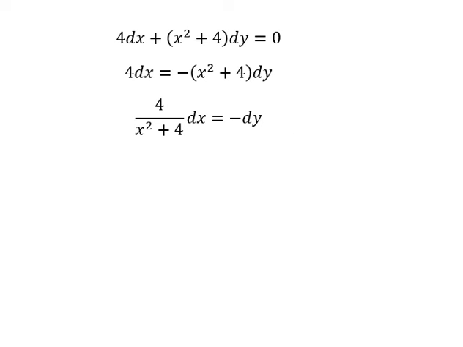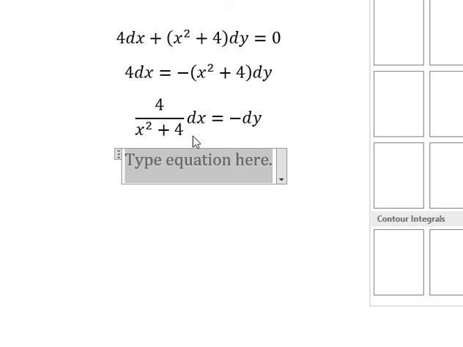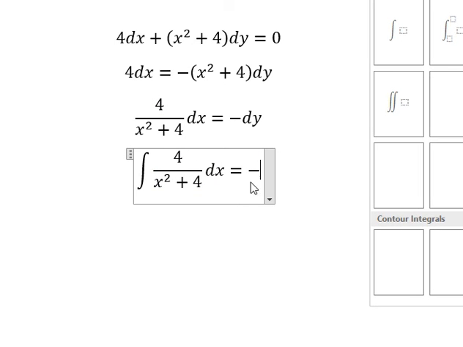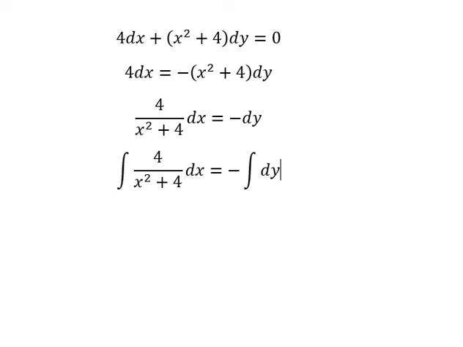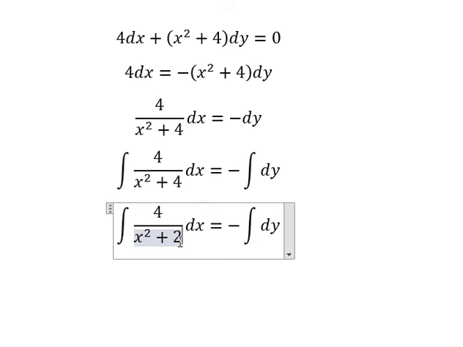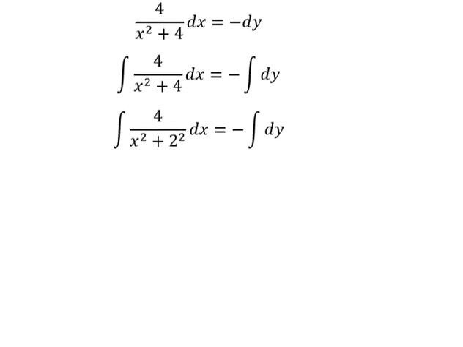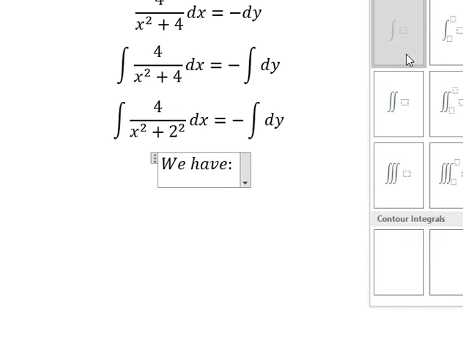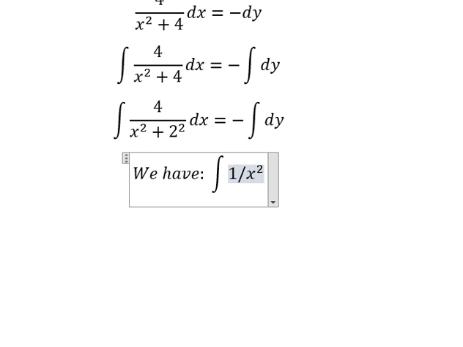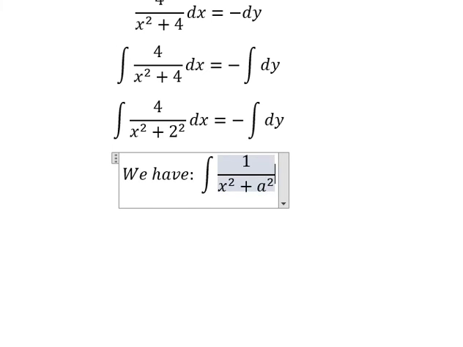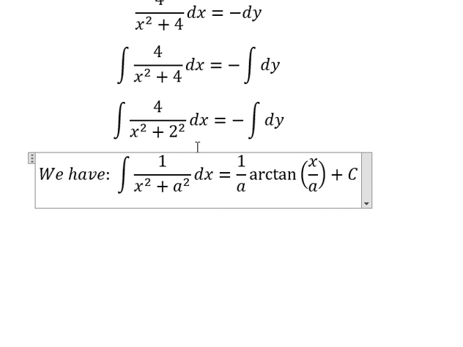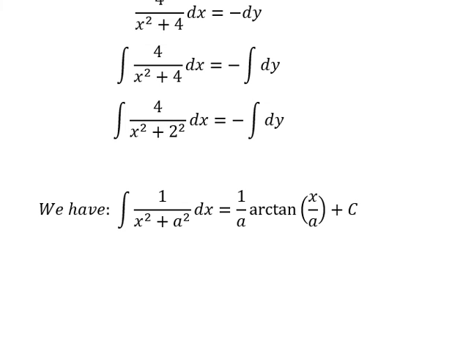Next, I will put the integration for both sides. So, we know that number 4 is about 2 squared. So we apply this formula in here. For this one, we have like this.